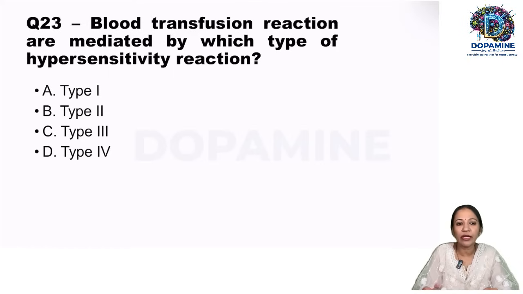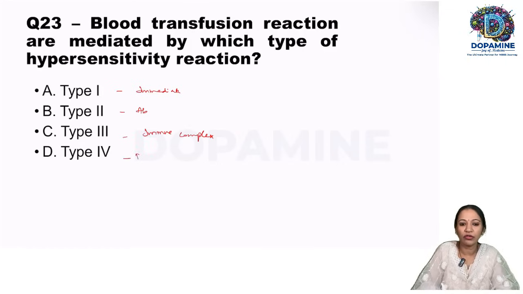Blood transfusion reaction is mediated by what type of hypersensitivity? We are all aware there are 4 types of hypersensitivity. So type 1 is immediate hypersensitivity. Type 2 is antibody mediated. Type 3 is immune complex mediated. Type 4 is delayed hypersensitivity. And transfusion reaction is typically a type 2 hypersensitivity.